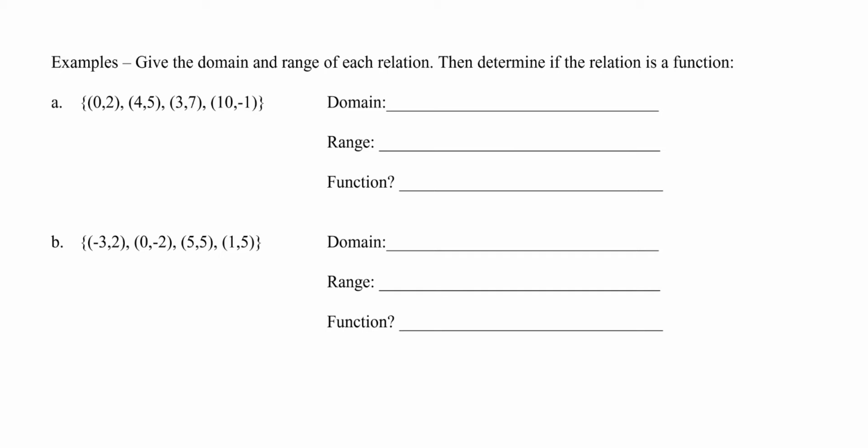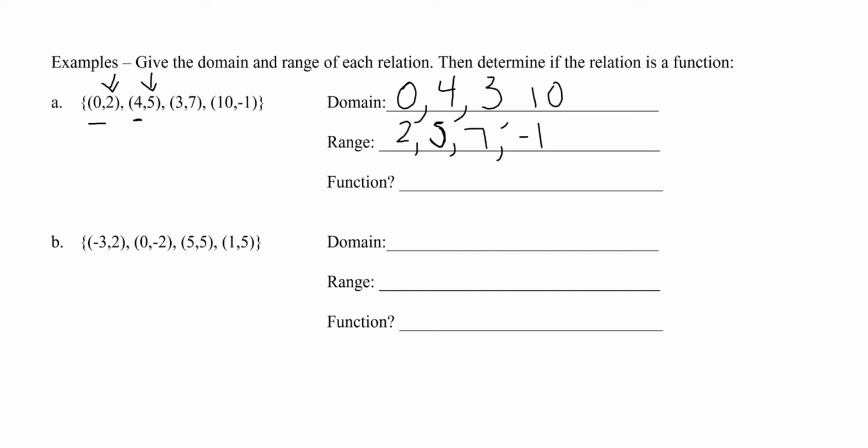So here we're going to look at a set of ordered pairs and give the domain, the range, and tell if it is a function or not. So for our first one, our domain, remember, is our x values. So our domain is going to be 0, 4, 3, and 10. Our range is our y values, or the second value in the ordered pairs. So it's going to be 2, 5, 7, and -1.